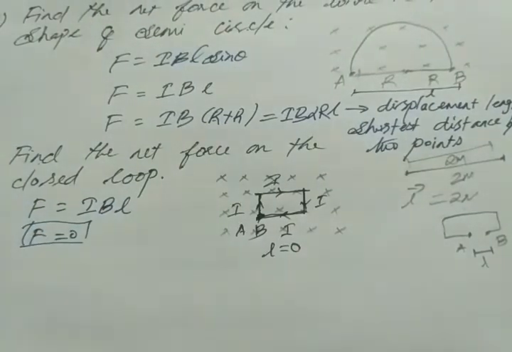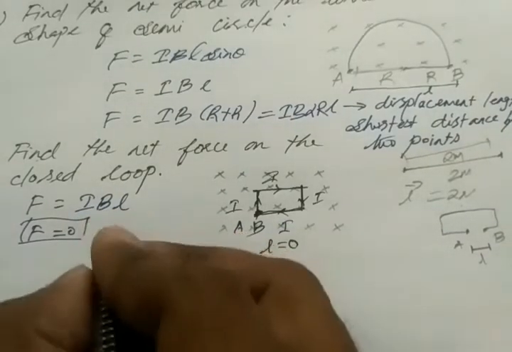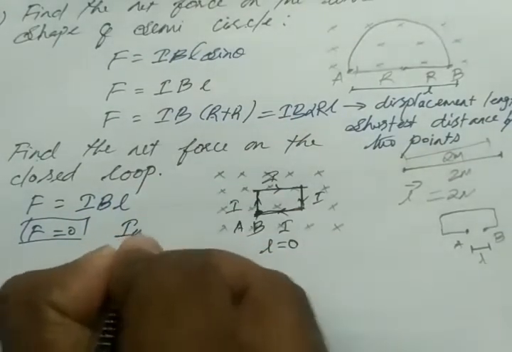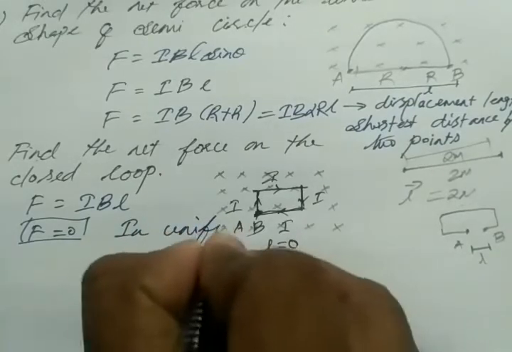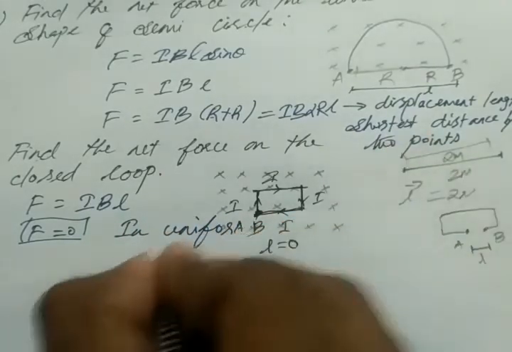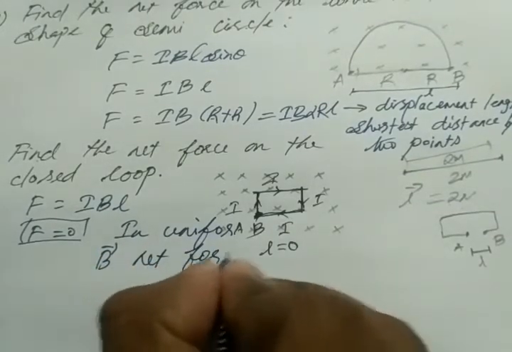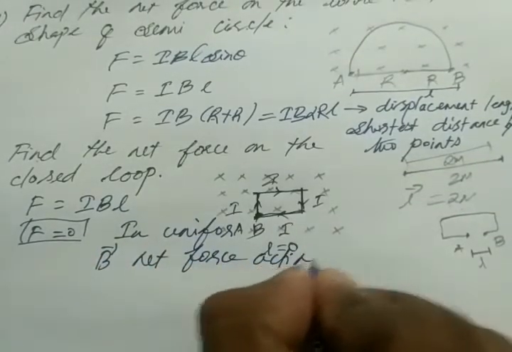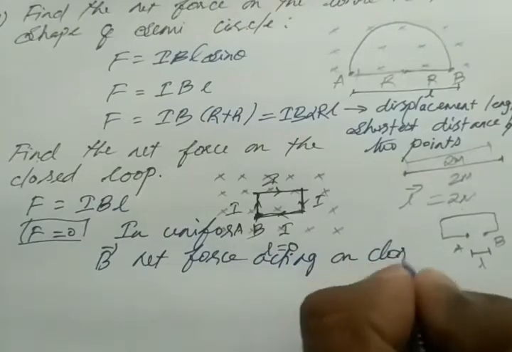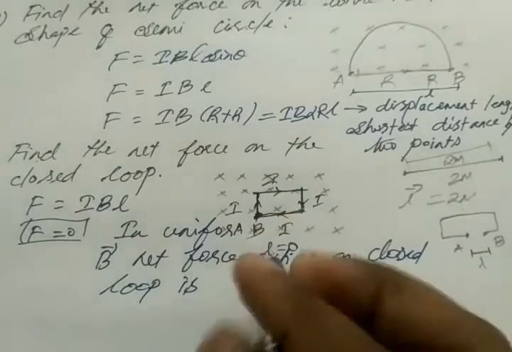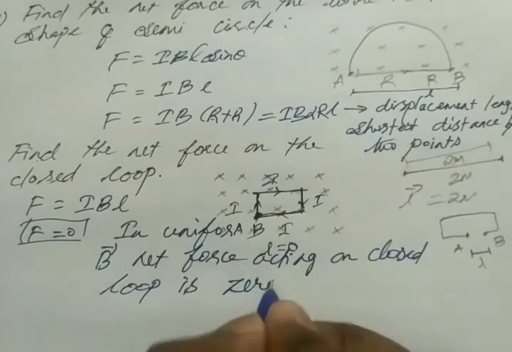Kindly note it down: in a uniform magnetic field, the net force acting on a closed loop is 0.